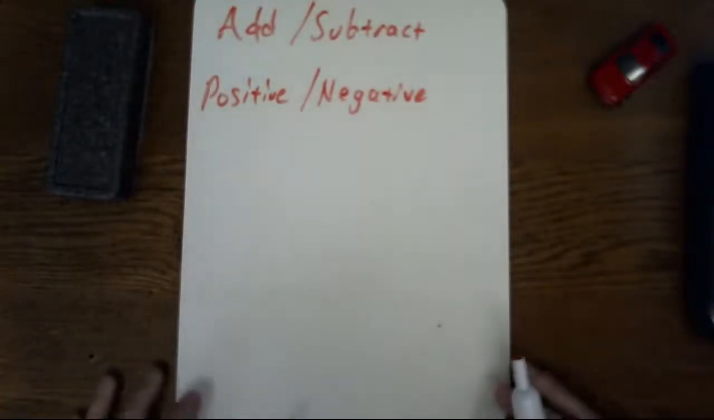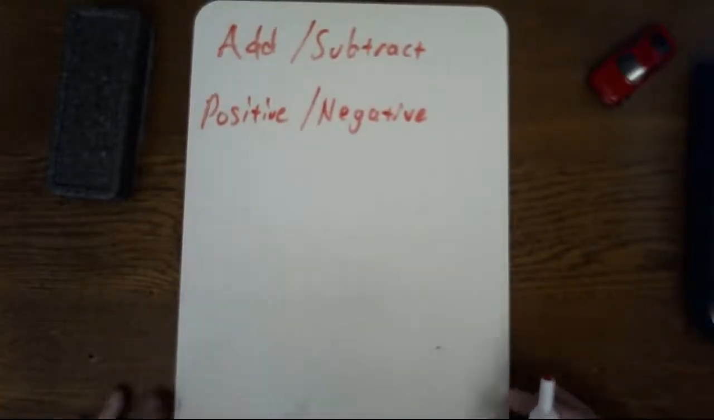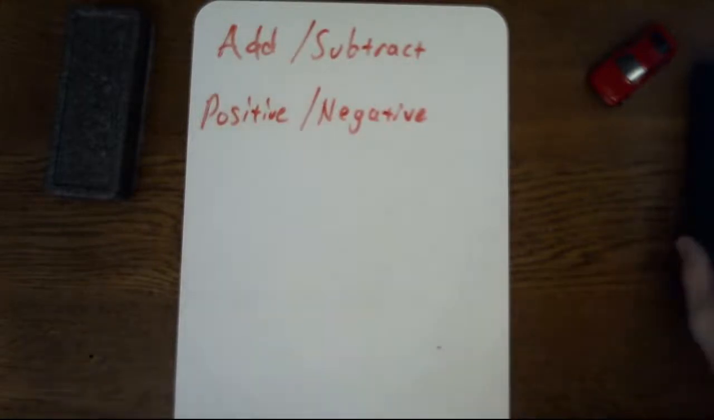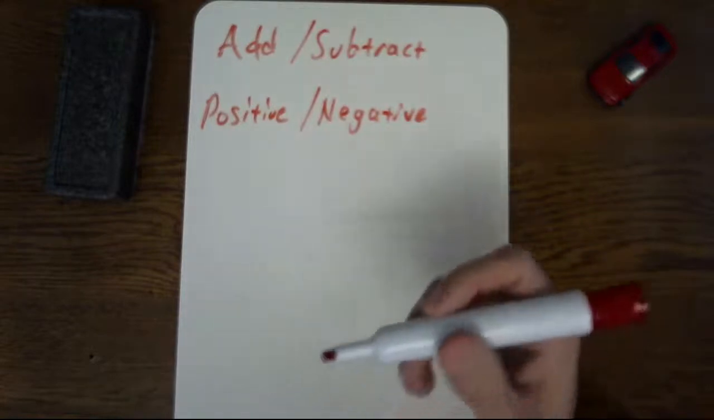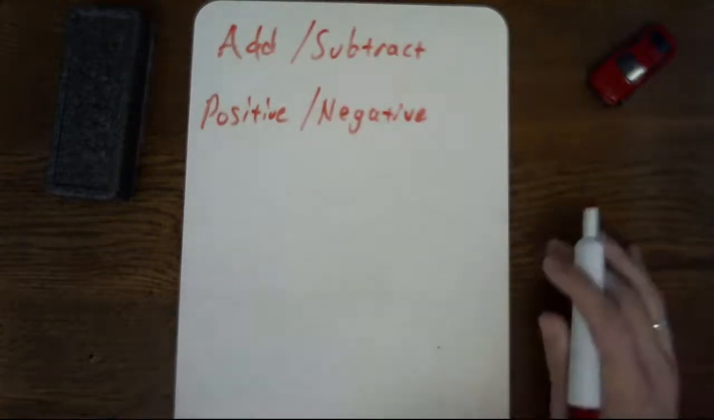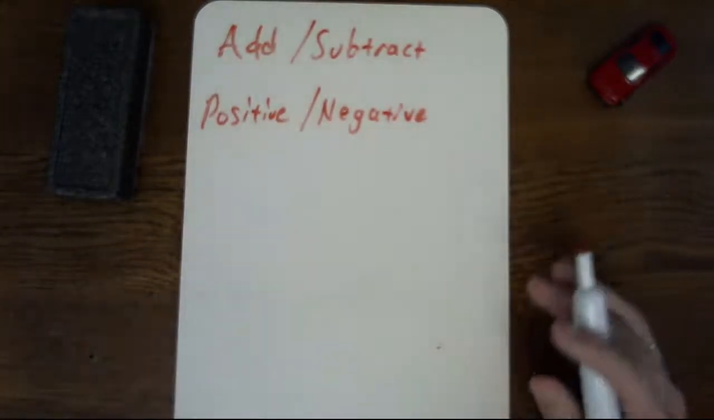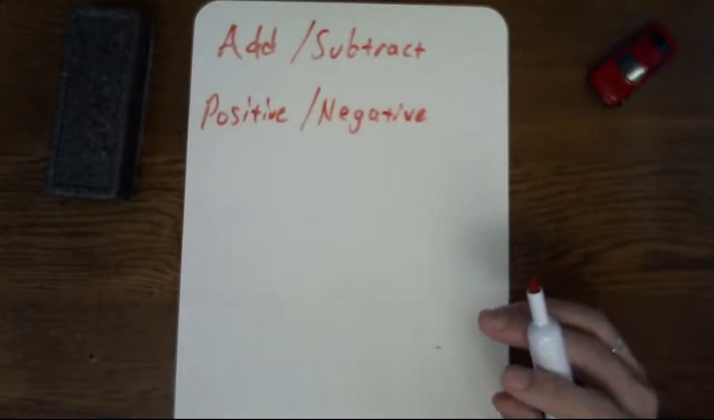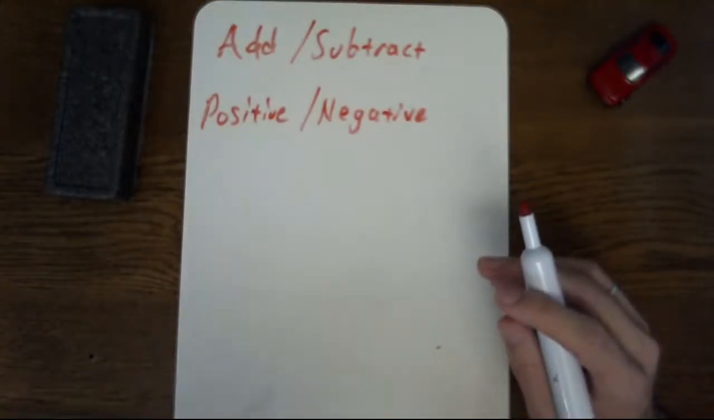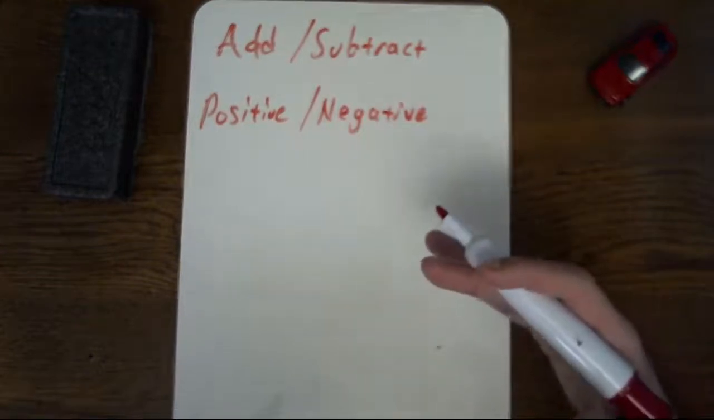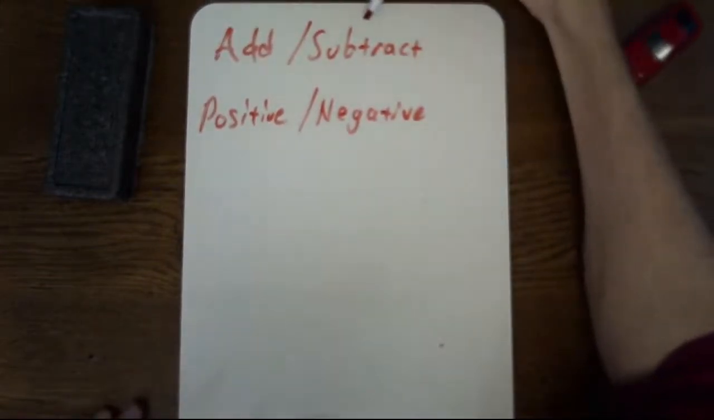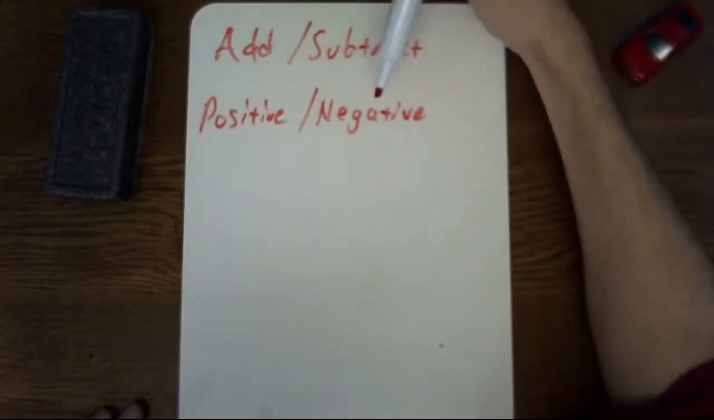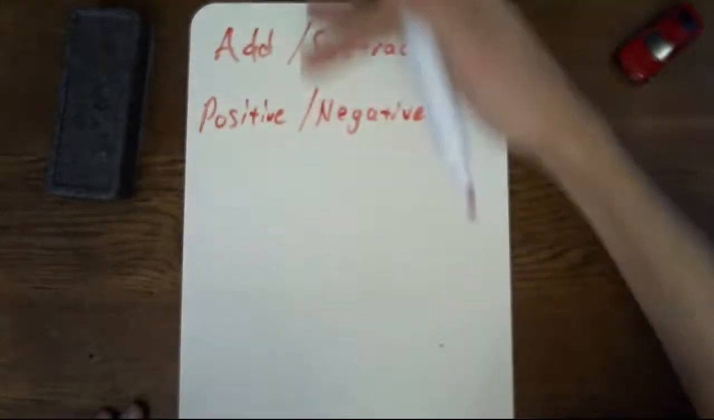Today I want to talk about how to add and subtract numbers, how to think about positive numbers, how to think about negative numbers. Because the way the book explains it is a little wonky. So I'm going to show the book way of explaining it, and then I'm going to show a different way of explaining it. So add, subtract, positive, negative. Sometimes they're the same.